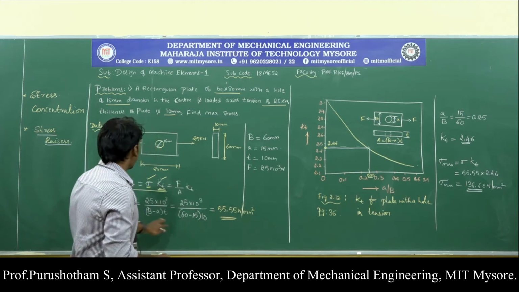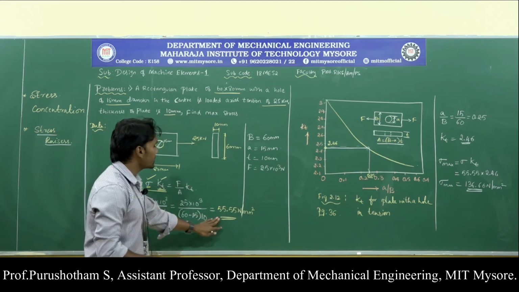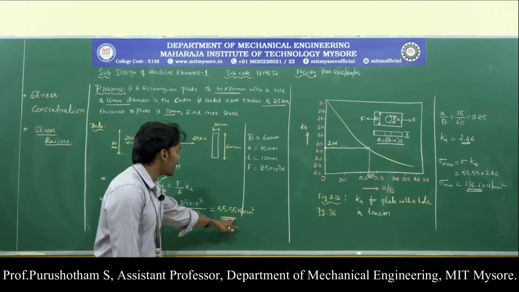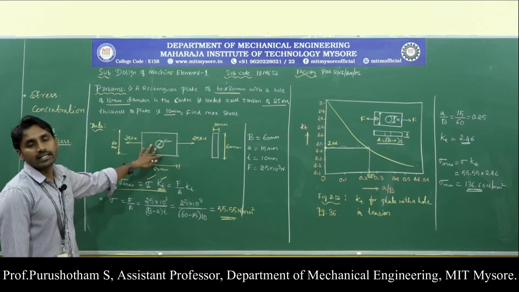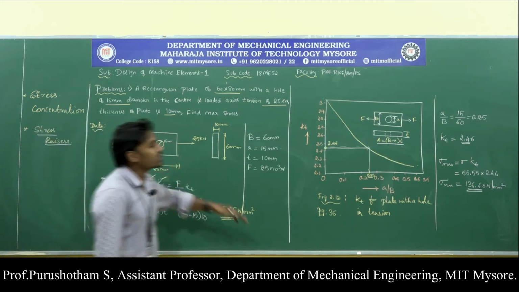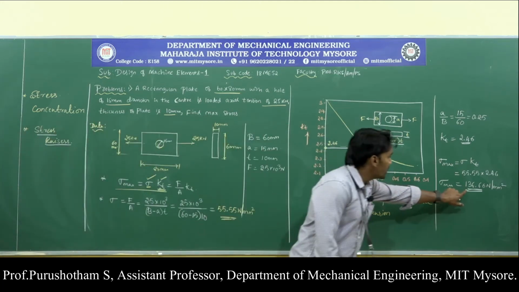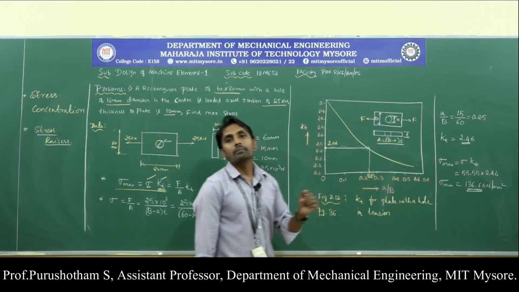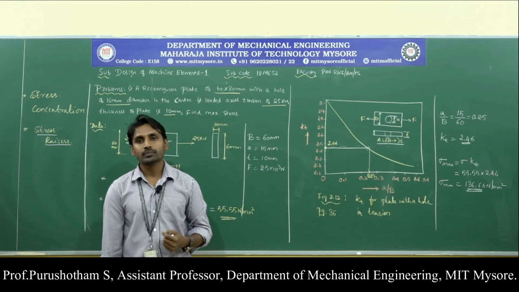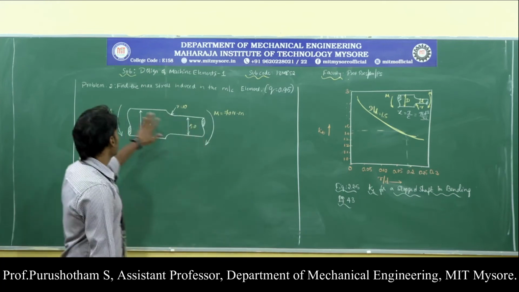Conventionally, if you calculate the normal stress, you will get 55.55, but due to the presence of the discontinuity, a circular hole, the maximum stress induced in the material rises to 136.66 Newton per millimeter square. So next we move on to the problem.